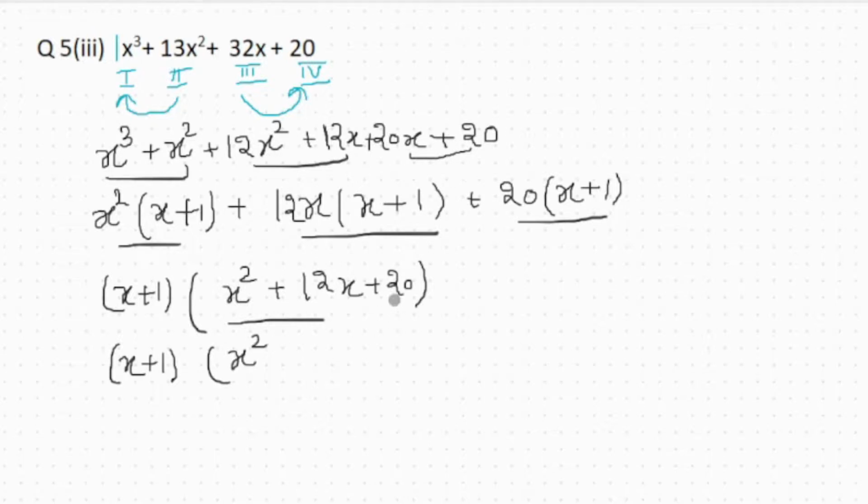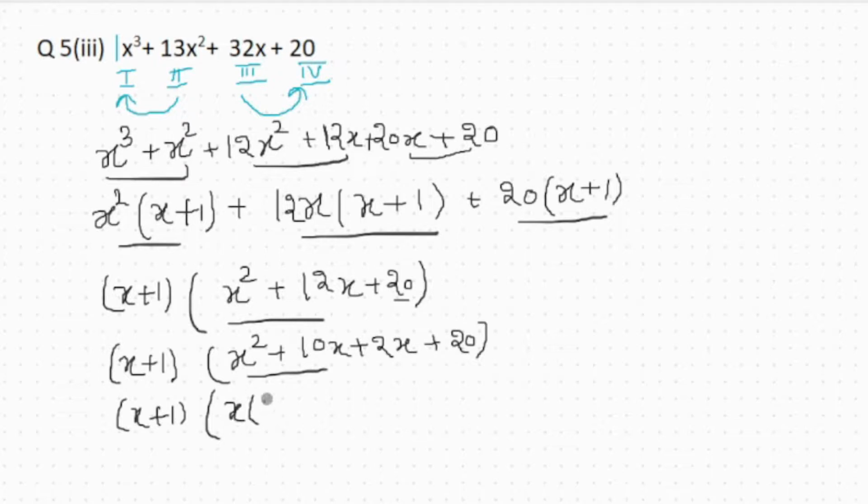So here it's 20. We can make 20 by splitting 12. We need 12 as a sum. So what can we write? 10x plus 2x will make 12x and the product is also 20. Right? So now we'll join the first two terms. We can see what is common here. X is common. In the bracket we have x plus 10. And here 2 is common. We can take x inside the bracket and here 10.